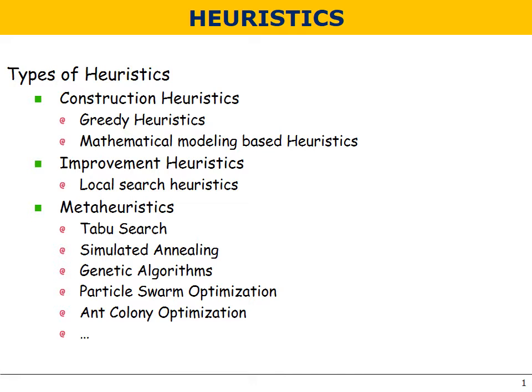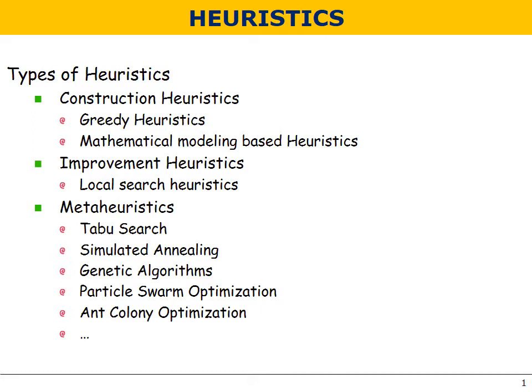For improvement heuristics, the main idea is this. You initially start with a solution, and by searching the neighboring solutions of this current one, you try to improve its value. We will talk about this in detail, including what a neighbor is. But the basic idea is this: starting from an initial solution, at each step you move to a new solution which is better than the previous one.